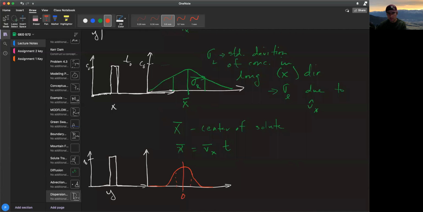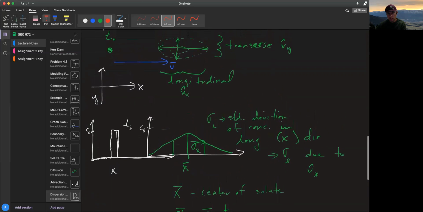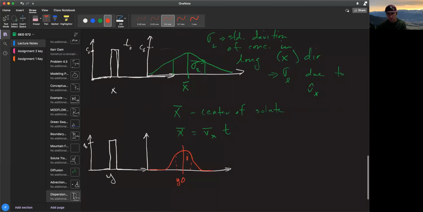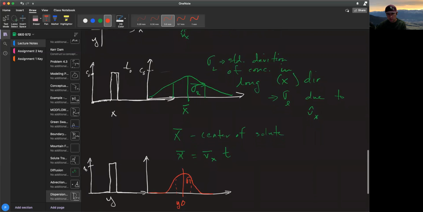And here, this actually wouldn't have moved any. It's just y naught, whatever this is. And this is our transverse. So this is sigma t. Sigma t is the standard deviation in the transverse direction.